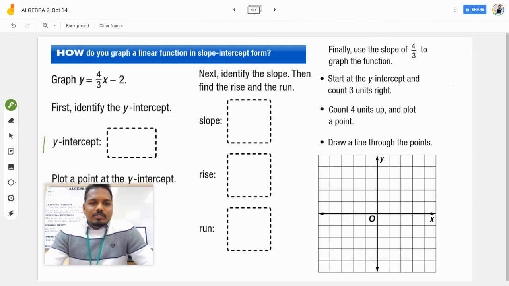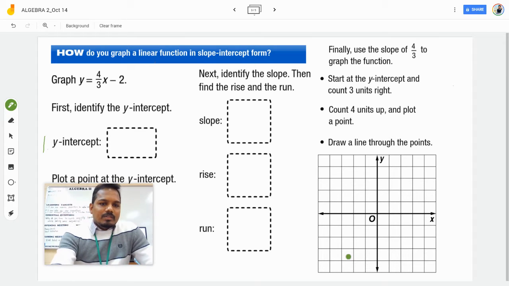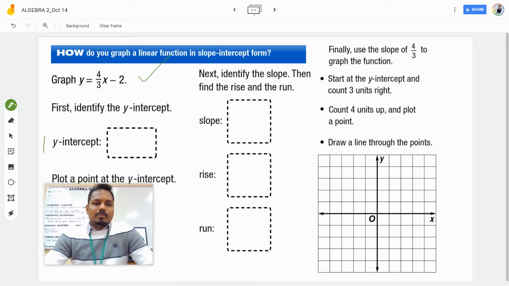Let's see, how do you graph a linear function in slope-intercept form? Graph y equals 4/3 x, subtract 2. Let's follow the following steps to make this process easy.